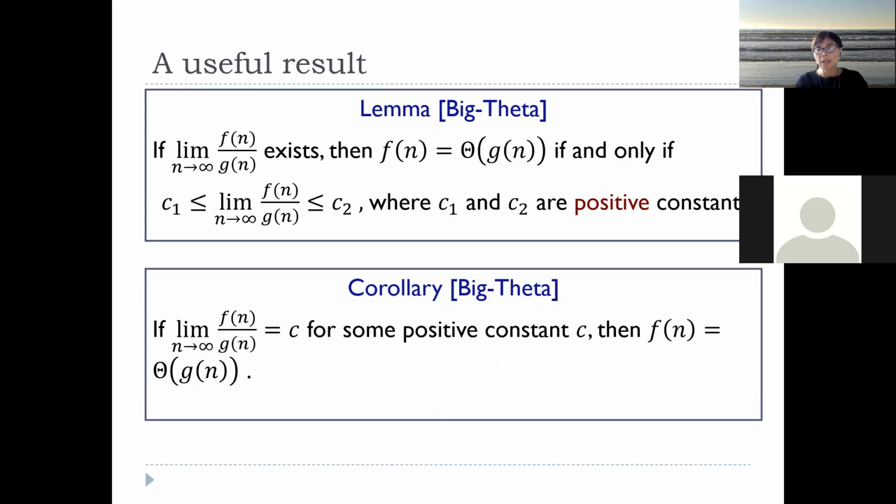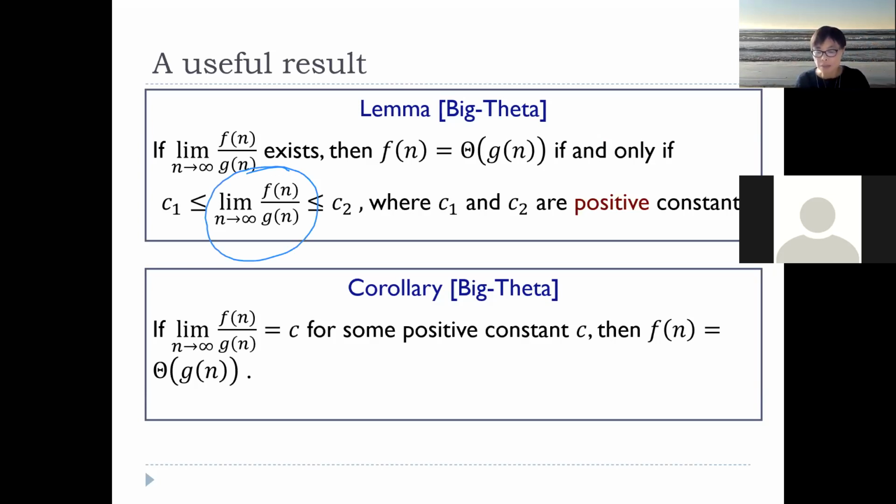And similar to before, we have the same results when you look at the ratio of f of n over g of n and look at its limit. So combine the two previous cases for big O and big omega together. Now if you look at this ratio of f of n over g of n, if the limit goes to a quantity which is in between two constants, then that means that f of n and g of n are of the same order.